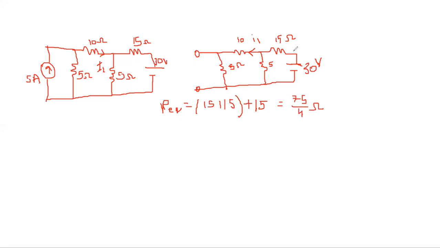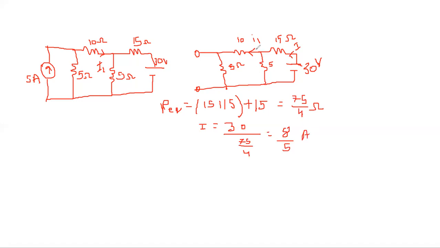So what is actually the total current? Total current I is equal to 30 divided by 75 by 4, which is coming as 8 by 5 ampere.